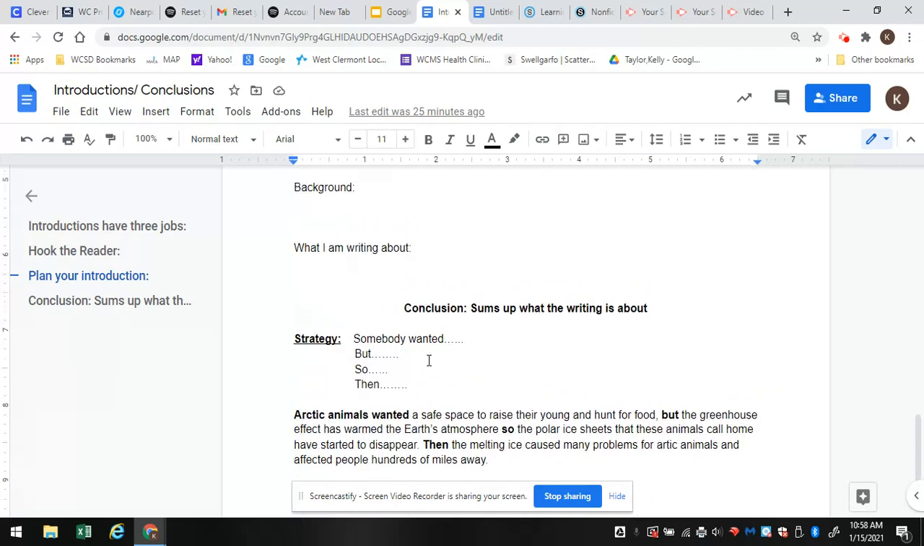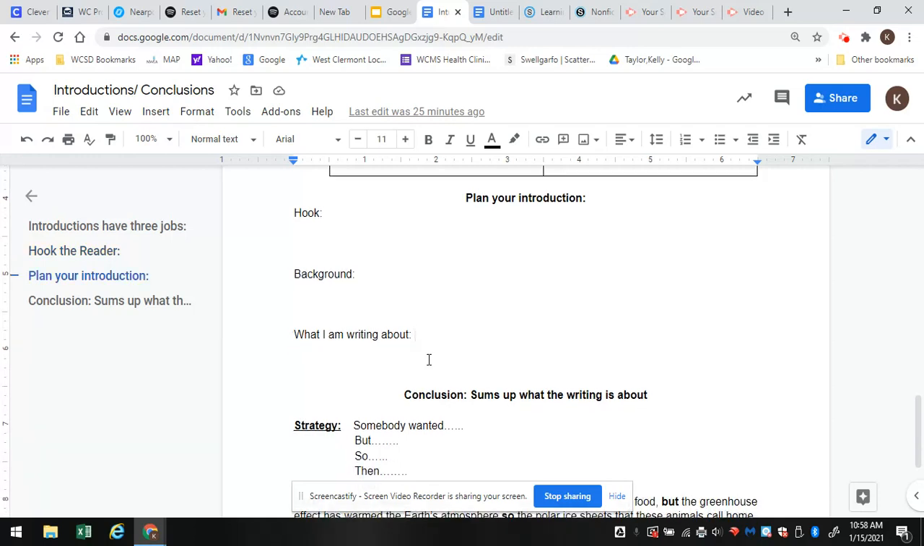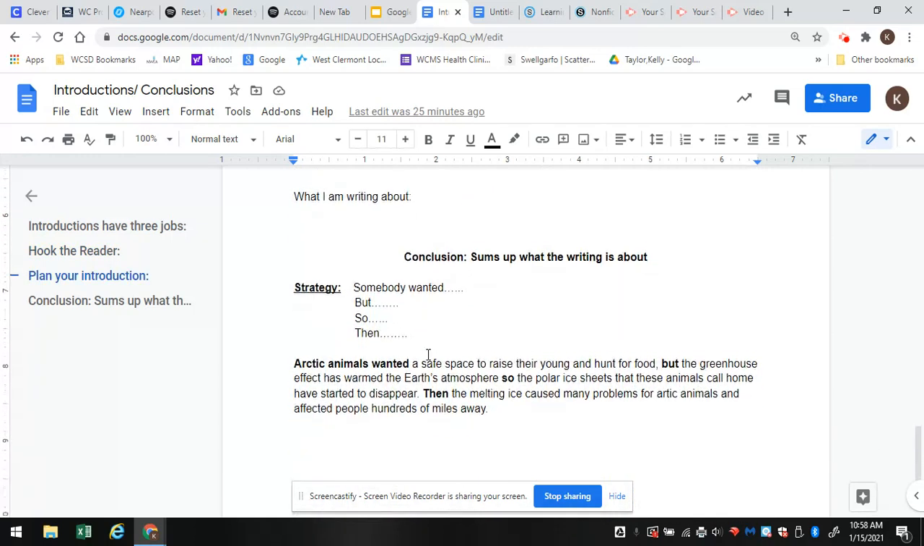And then once you have planned your introduction, I'm going to ask you to go back to your draft where we just wrote those body paragraphs, and go ahead at the top of your page, because the introduction is your first paragraph, and go ahead and put your introduction into your body paragraphs. And then when you're done, come back to here and let's talk about the conclusion.